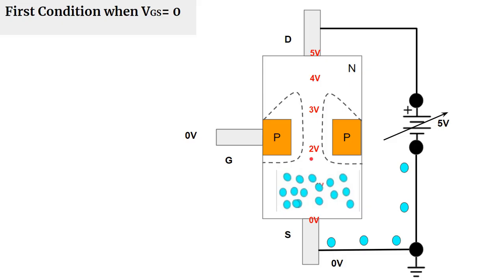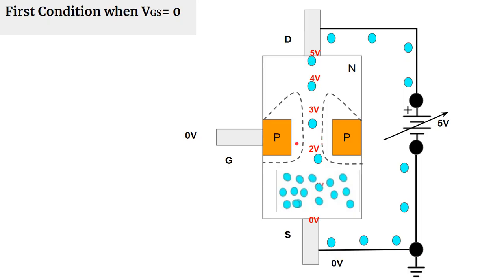Electrons do not have much width to flow between the gate and the source. If we increase or decrease the voltage here, definitely this p-n junction width will increase or decrease. More potential difference, more increase in the width of the depletion region; less potential difference, less width of the depletion region. When we increase or decrease the width of the depletion region, electrons will flow between the drain and the source, but only a few electrons will manage to flow between the drain and the source.